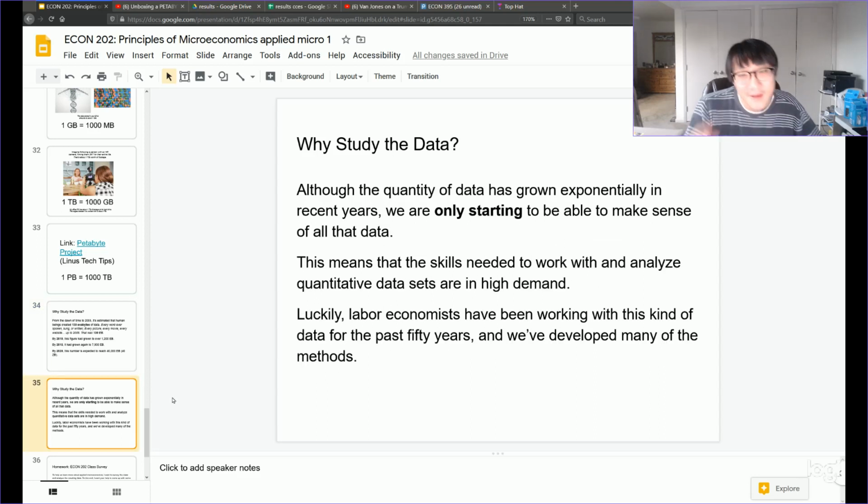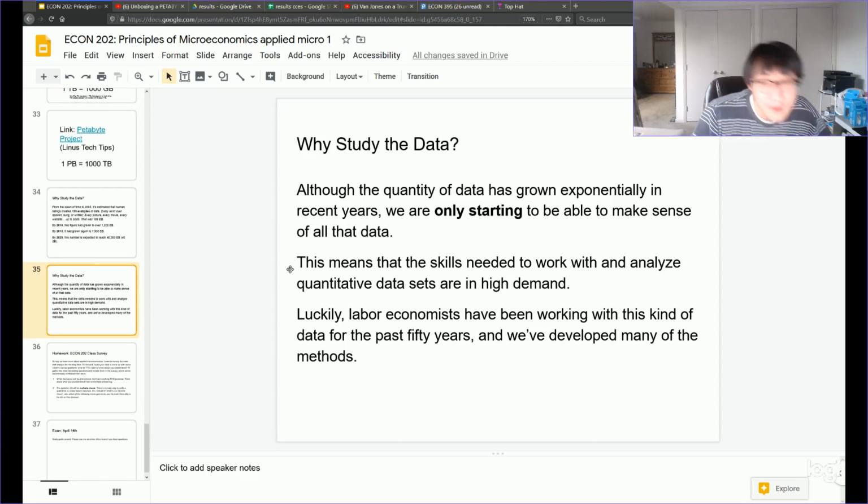Okay. And so, the quantity of data then has been growing exponentially. But here's the thing, only recently are we starting to be able to get a handle on, to make sense of all that data, okay? Certainly the number of people who have the skills to work with all of this data hasn't been growing nearly as fast. And so, there's been tremendous demand for people who can look at a data set and understand how to make it tell a story.